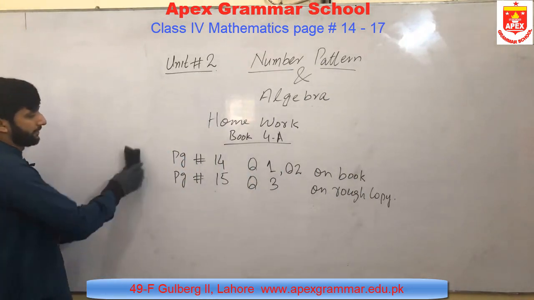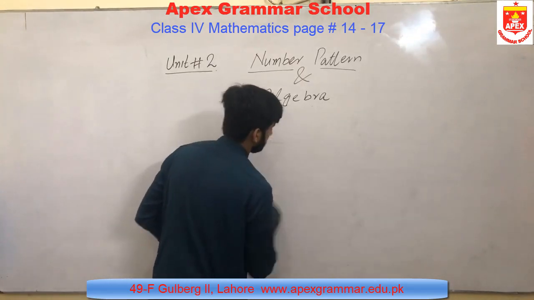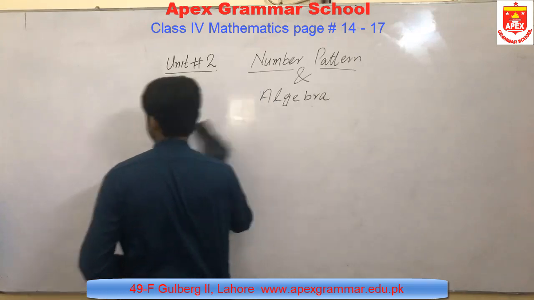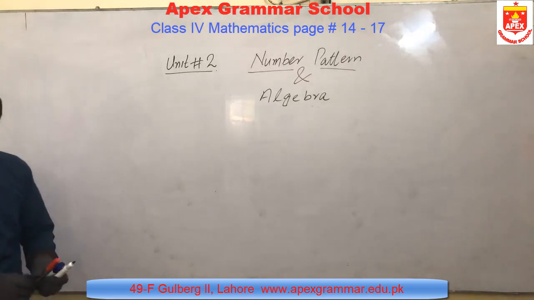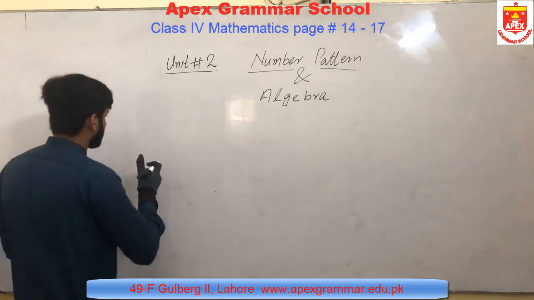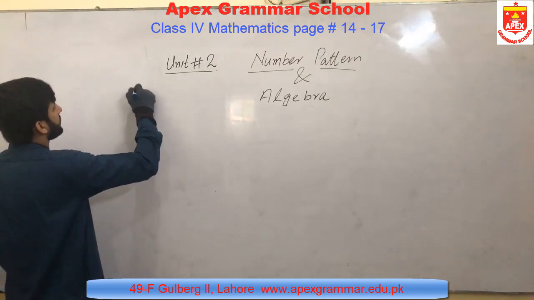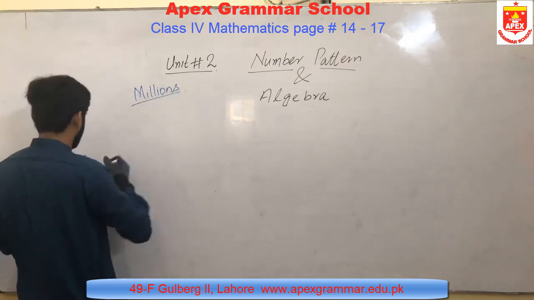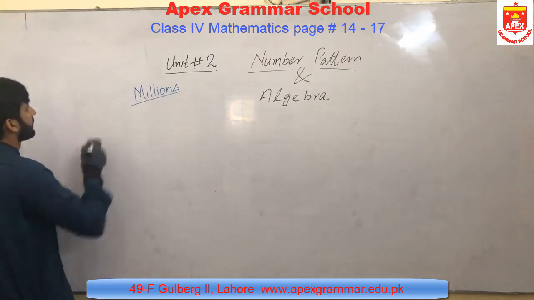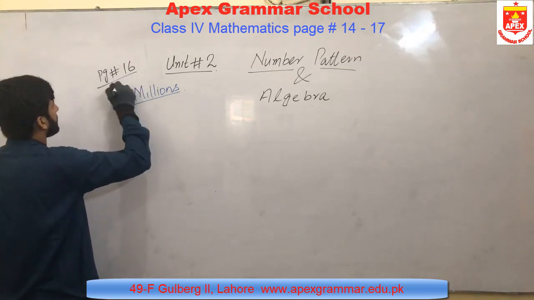Let's move on to page number 16. The next number is up to millions. Previously we have studied about thousands. Now millions. Page number 16, 4A.